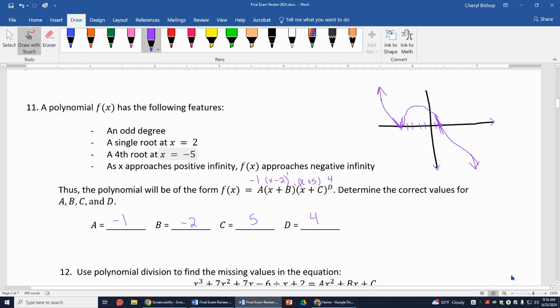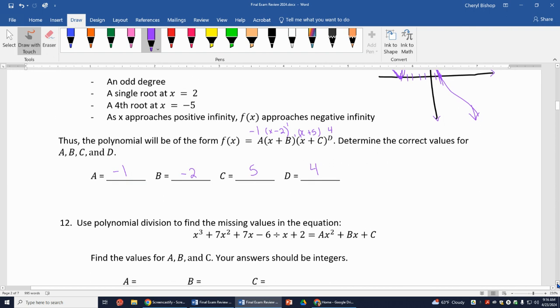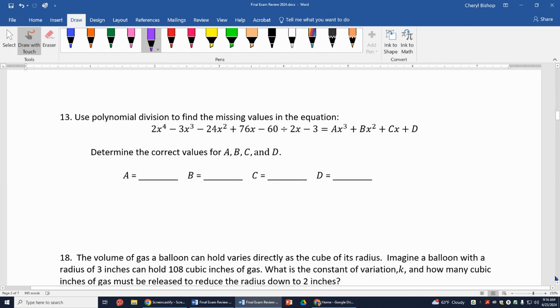Let's skip down to number 13. For number 12 and 13, they are asking about polynomial division. You can either use long division or synthetic division. I'm going to go with synthetic division. So when I have my 2x minus 3, if I were to solve that for 0, I would add 3 and divide by 2. So I would have 3/2. So 3/2 is what I'm going to be dividing by.